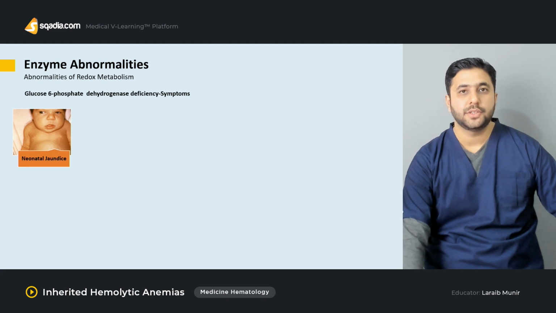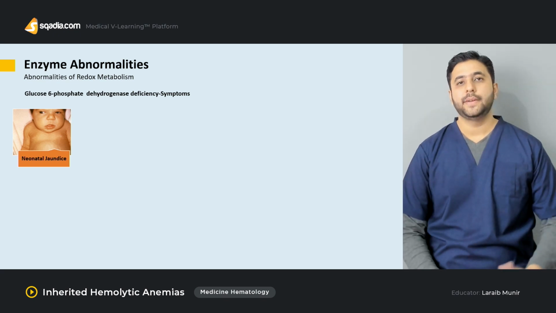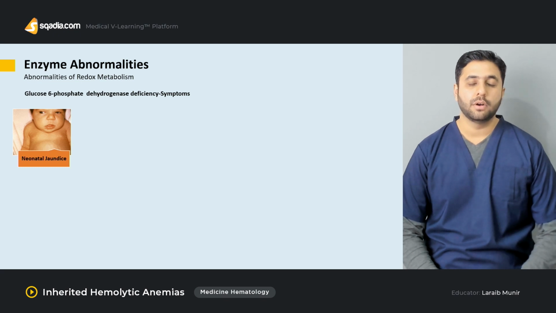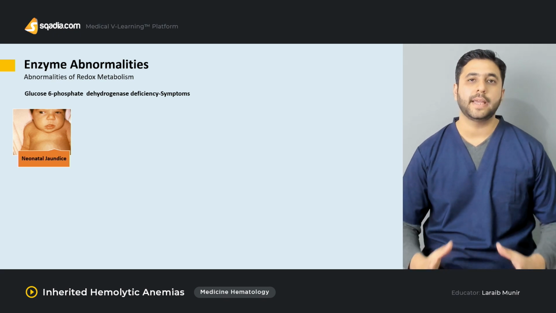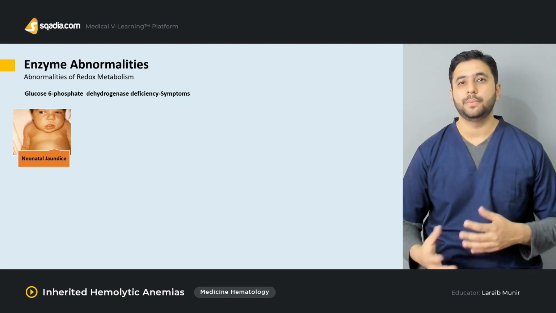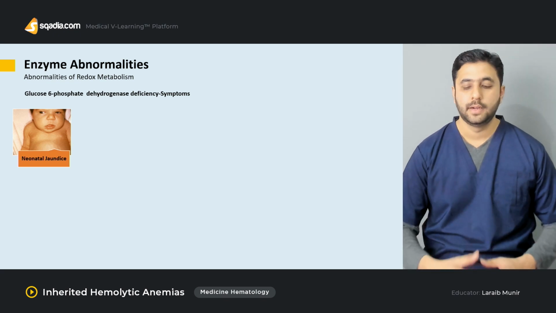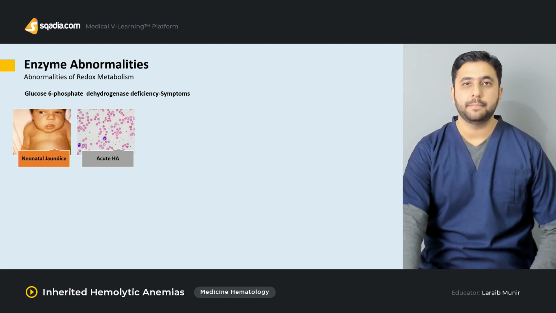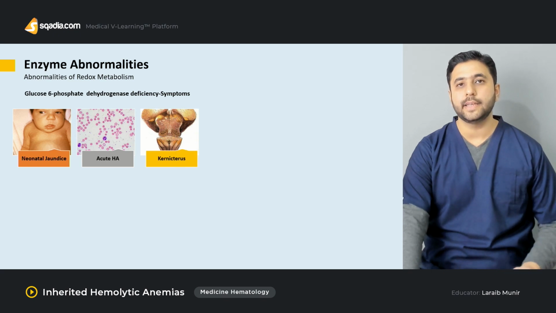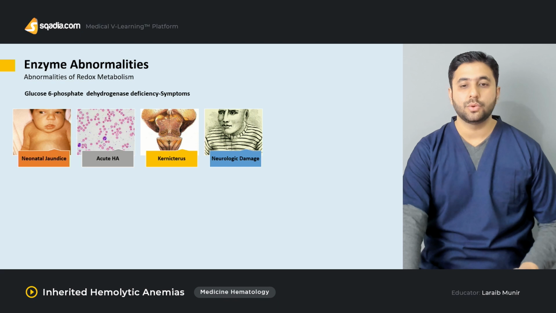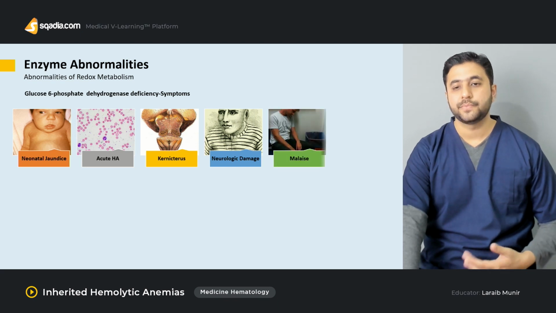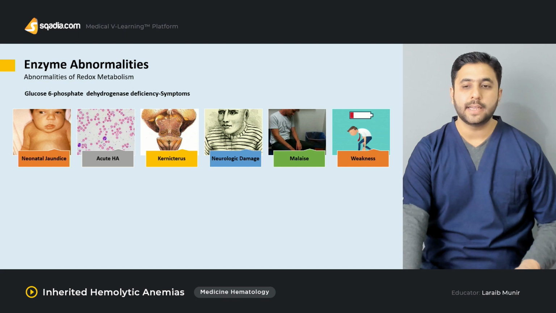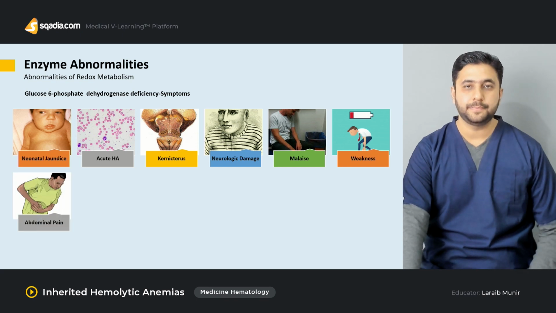What are the signs and symptoms in patients with G6PD deficiency? There will be development of neonatal jaundice because of an increase in the unconjugated bilirubin, and the liver is not able to conjugate that much bilirubin in the neonate. It has not developed the enzymes for conjugation yet. Similarly, because of the oxidative stress, there can be an acute hemolytic anemia episode. The increased bilirubin can deposit in the brain, leading to kernicterus, which can lead to neurologic damage. Then certain non-specific symptoms like malaise, weakness, or abdominal pain can develop.